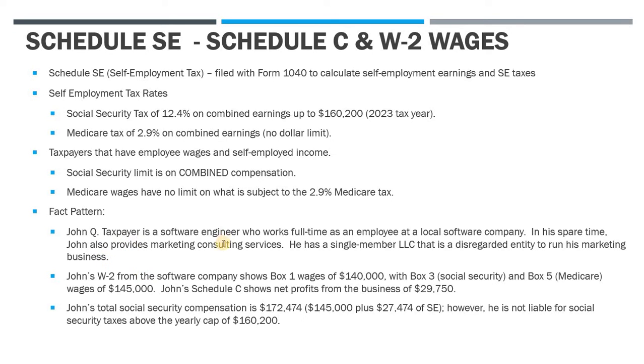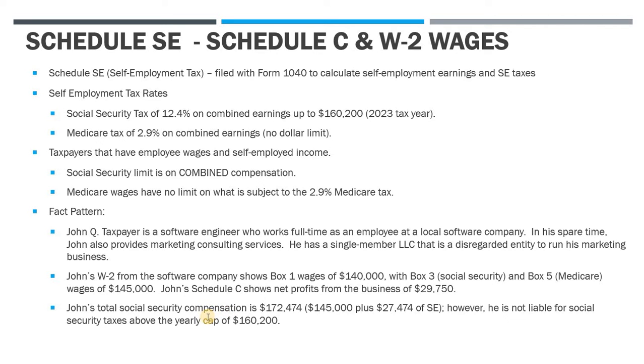So we've got John Taxpayer. He's a software engineer, and he works full-time as an employee at a local software company. Now in his spare time, he also provides marketing consulting services, and he does this via a single-member disregarded LLC. And so that means all that activity is reported on Schedule C of his 1040. Now his W-2 from the software company shows Box 1 wages of $140K, and then his Box 3 and Box 5 wages of $145K. Now the $5,000 difference between those two is attributed to his 401k pre-tax contributions, right?